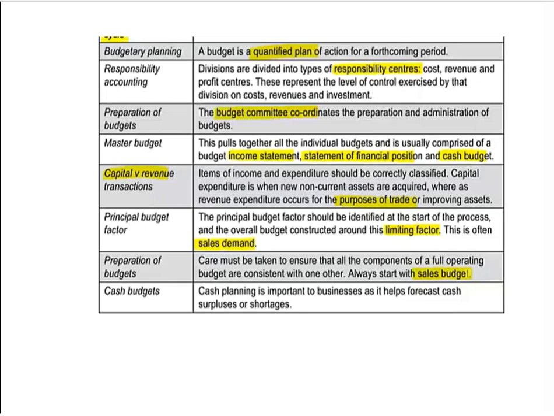Cash budgets are also very, very important because it helps us to forecast cash surpluses and shortages and think about how to deal with those. Much better for a business to be aware that they need to arrange a loan with a few months to go. They can think about strategies to deal with it rather than just running out of cash and not being able to pay suppliers or employees.